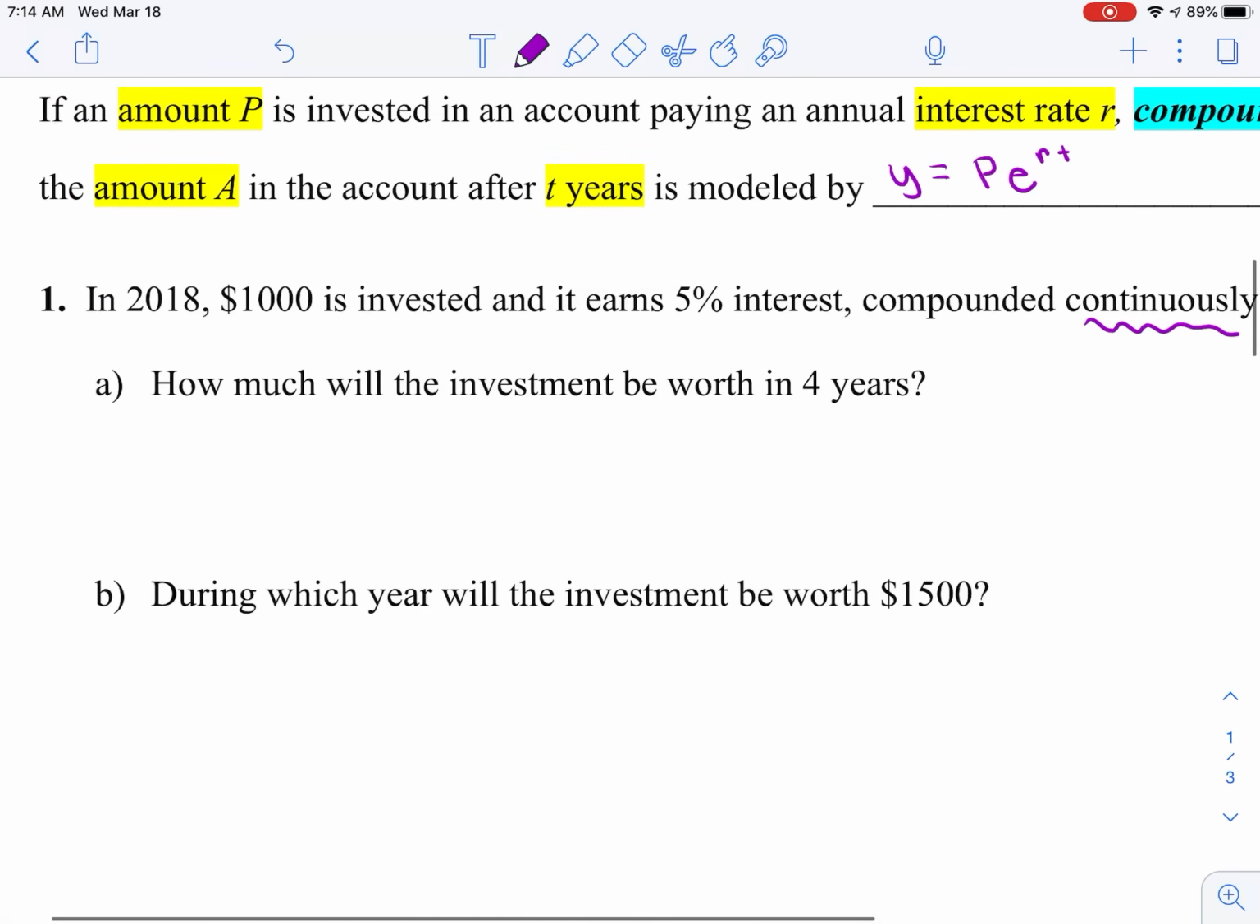So if I want to find out how much the investment is worth in 4 years, well, I am going to, again, start with this y equals 1,000, but in place of the 1 plus, I'm putting E to the rate times time. Well, in this case, the rate is 0.05, and then the time is 4 years.